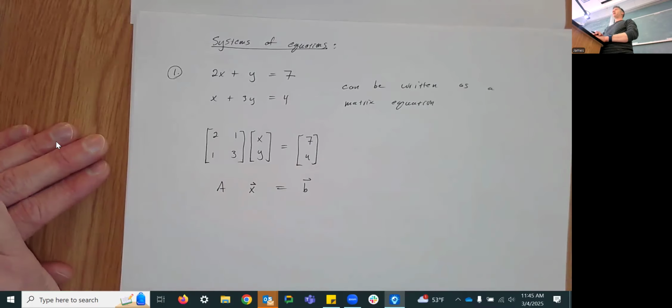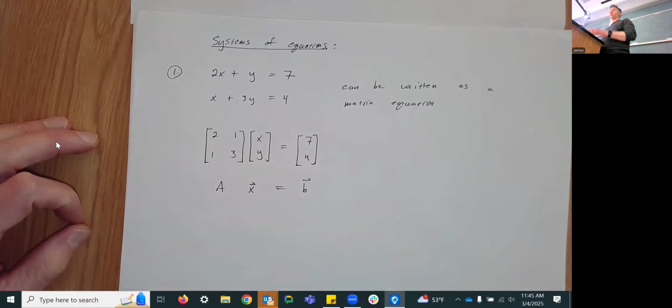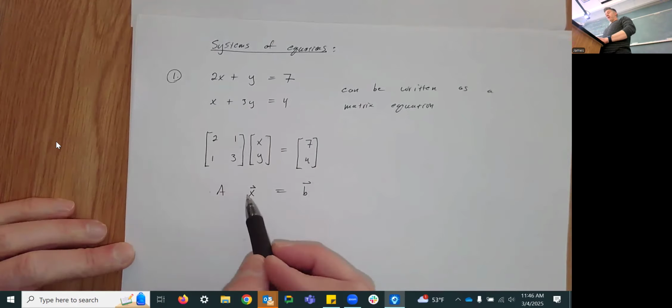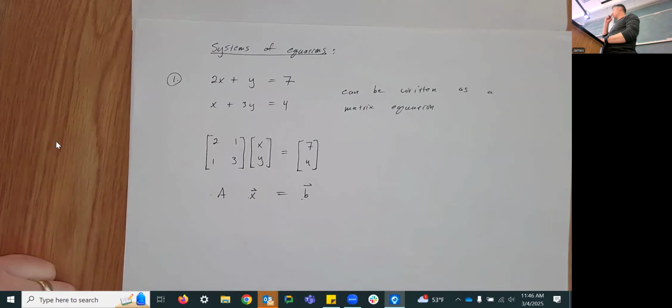A is a matrix. X, we often think of a 2x1 matrix or a 3x1 matrix, or a matrix that has only one column, as a vector, right? We often call it a vector instead of calling it a matrix. It's both. But this matrix equation is the matrix A times the vector X equals the vector B. And you can solve it by finding the inverse of A.